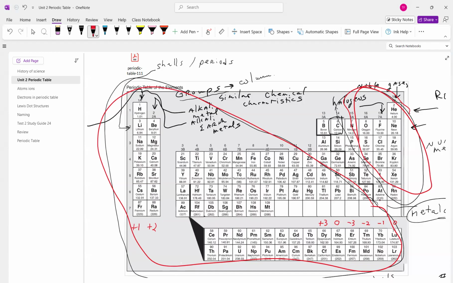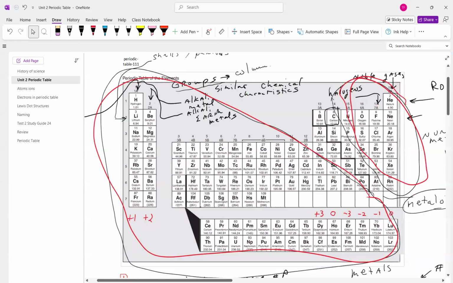Okay, so let's now talk about ions. As the elements appear on the periodic table, they are neutral, no charge. Now, there are two charged particles in every atom, no exceptions. There are protons and electrons, and those charges are opposite, but equal. So if the element is neutral, that means the number of electrons equals the number of protons, no exceptions.